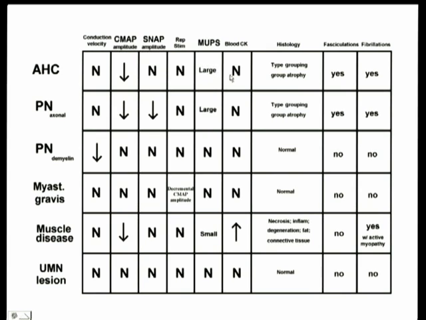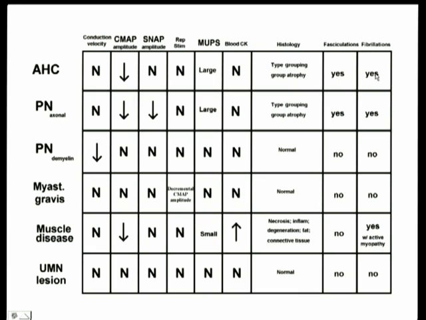CK is only going to go up when you have a myopathy, something wrong with the muscle. Of course, you're going to have type grouping and group atrophy anytime that you have axons dying in a nerve and reinnervation in the muscle. And when you get this, of course, then you're going to have the larger MUPs.